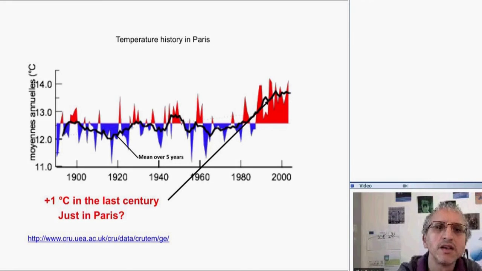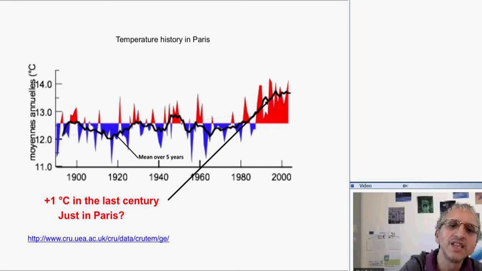So here I'm plotting the temperature history in Paris, okay? It's from about the beginning of the last century, about 1900, till nowadays, okay? So it's what we call its annual mean, so it's the temperature averaged over one year. And what you see is that when it's red, it's higher temperature with respect to the mean over the last century. And in blue, it's when it's colder with respect to the mean of the last century.